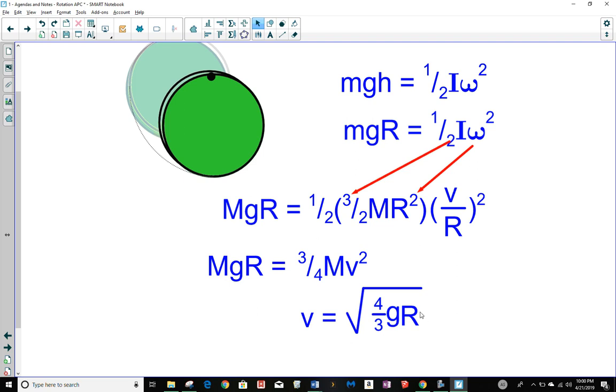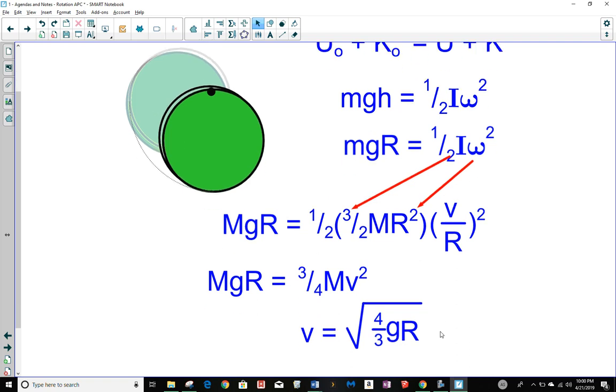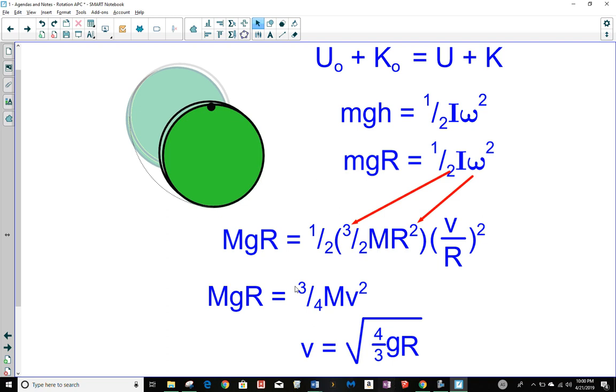Dimensionally, length times acceleration would be meters squared per second squared. Square root of that would be meters per second. So that looks good. And does it make sense that the speed would be greater for greater gravitational field strength? It does. The bigger r would mean it would take more work to lift this thing up, which would mean we would expect more kinetic energy and speed at the bottom.